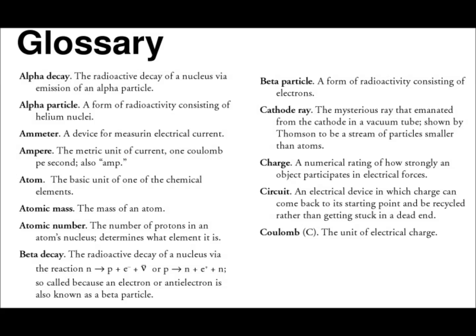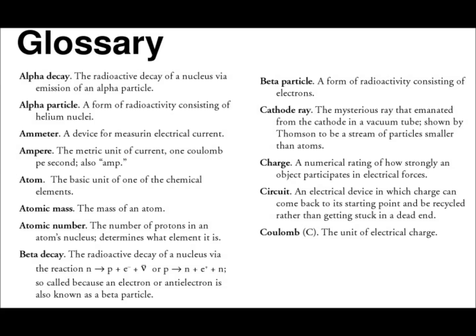Atom, the basic unit of one of the chemical elements. Atomic mass, the mass of an atom. Atomic number, the number of protons in an atom's nucleus, determines what the element is. Beta decay, the radioactive decay of a nucleus via the reaction that you see, so called because an electron or anti-electron is emitted, also known as a beta particle. Beta particle, a form of radioactivity consisting of electrons.